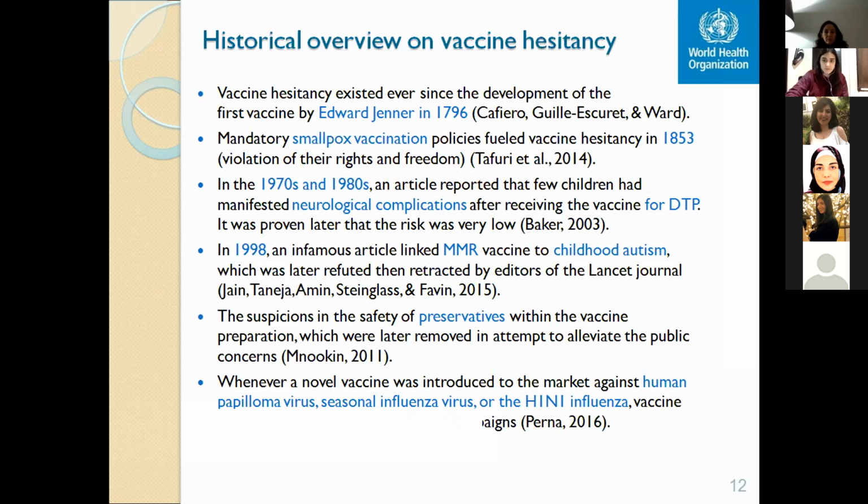This is a historical overview on vaccine hesitancy. I can tell you that it's not a new phenomenon. It existed ever since Edward Jenner discovered the first vaccine in 1796. Then we had occasions with the smallpox vaccination, the neurological complications associated with the DP vaccine, and the fraudulent study that linked MMR to autism. There were suspicions about the preservatives of the vaccines. And whenever a new vaccine emerged like HPV or H1N1, again, we have a new wave of vaccine hesitancy.